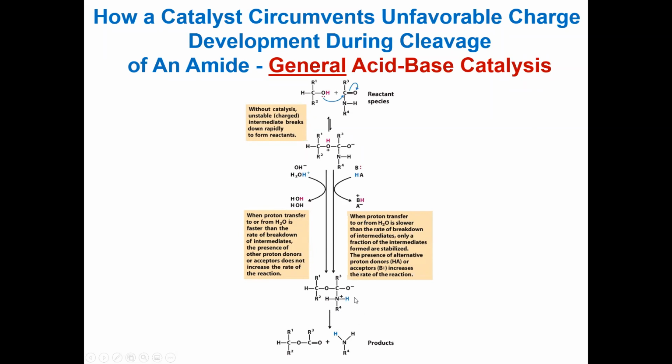That now becomes a good leaving group because it's a weak base. It will leave as R4 NH2 instead of R4 NH minus. And so by providing general acid assistance, you can imagine that now you will be able to form the product more readily. Okay, so if you have a general base, which is B with the lone pair they are showing you, or a general acid, which is HA, that's how typically they replace.